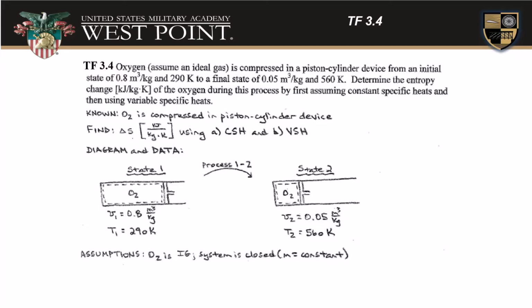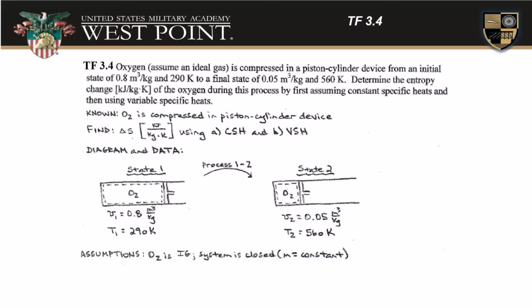Looking at the problem we're going to solve today, we have oxygen that we're going to assume is an ideal gas. It's compressed in a piston cylinder device from an initial state of 0.8 meters cubed per kilogram and 290 Kelvin to a final state of 0.05 meters cubed per kilogram and 560 Kelvin. We want to determine the entropy change in kilojoules per kilogram Kelvin of the oxygen during this process from state 1 to state 2. And we want to first solve this assuming the constant specific heat and then the variable specific heats. So this should sound familiar to you from video 2, the two types of equations that we derived.